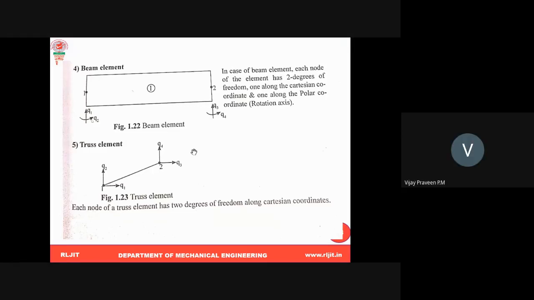In that mobile tower, the members are in a zigzag way, no? That is called a truss. If you want to solve that truss, you use a special element called the truss element. So that truss element you are going to use to solve that. This is also called a 1D element.